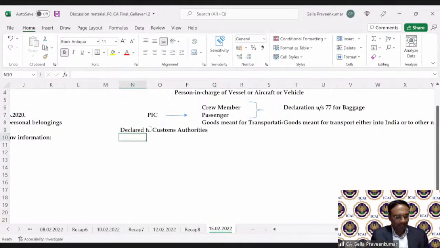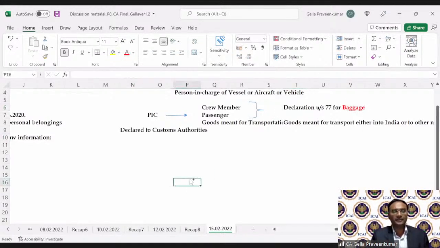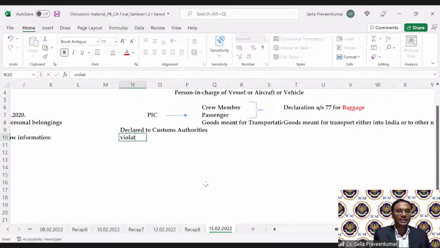Now, part of this declaration, I have something called baggage. Now, if the information is not given by the passenger to the person in charge, and in turn the person in charge doesn't give it to the customs authorities, then there is a violation, confiscation, or intent to evade payment of duty, otherwise called smuggling.